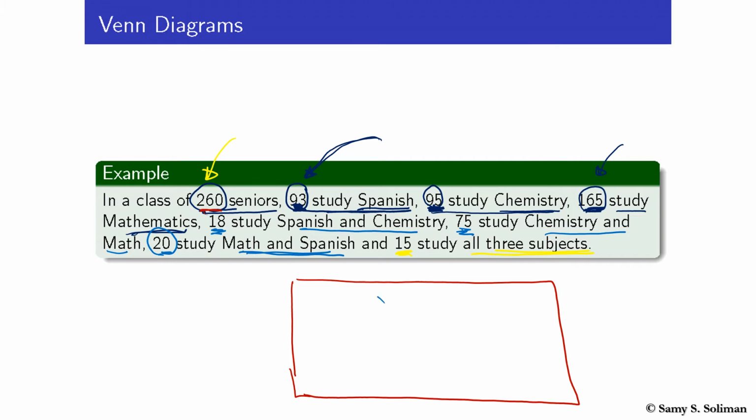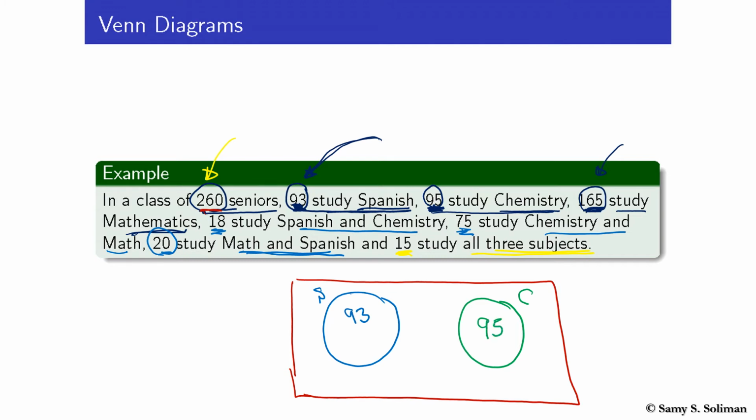Then we can have an event, for example, Spanish, drawn as a subset of the sample space. As we defined, any event is considered as a subset of the sample space. So this set includes the students who study Spanish. Definitely we know that this subset includes 93 students overall. Now, if we want to draw the subset which represents chemistry, let's first assume that we will draw it this way.